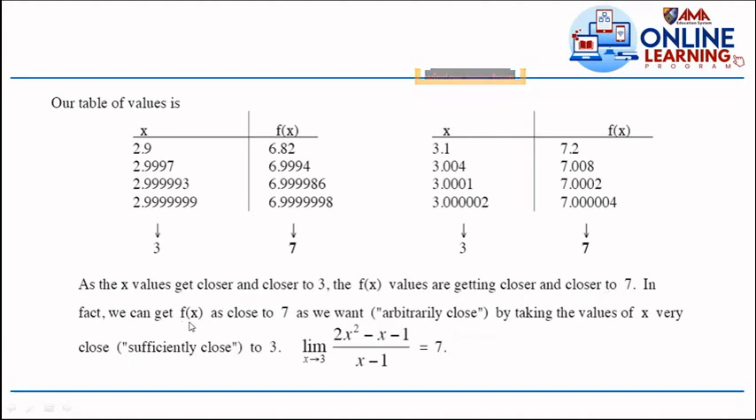In fact, we can get the function of x as close to 7 as we want, arbitrarily close, by taking the value of x sufficiently close to 3. So therefore, the limit of 2x squared minus x minus 1 divided by x minus 1 as x approaches to 3 is equal to 7. So yun po siya, no? So pag titignan mo using the table method and also with the algebra method, their answers are the same. Okay, any questions po?